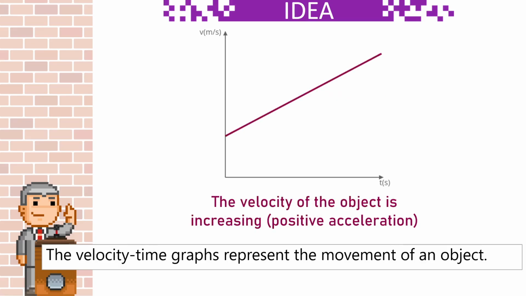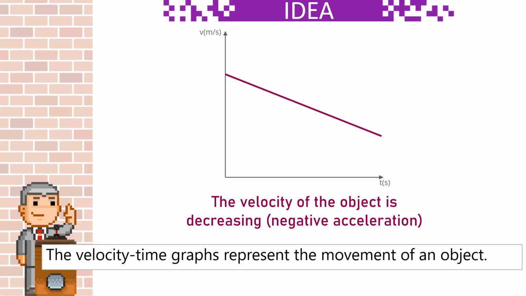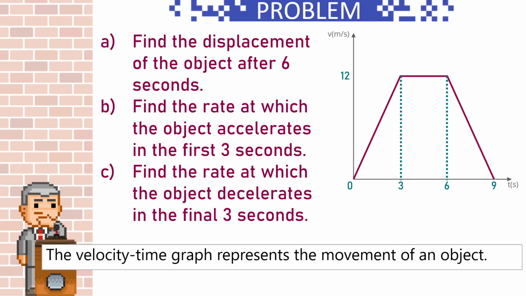If we have a graph that has a positive gradient, it shows that the velocity of the object is increasing, that the acceleration is positive. Similarly, if we have a velocity time graph that is a negative gradient, the velocity of the object is decreasing. The acceleration is negative. Let's go through these questions.